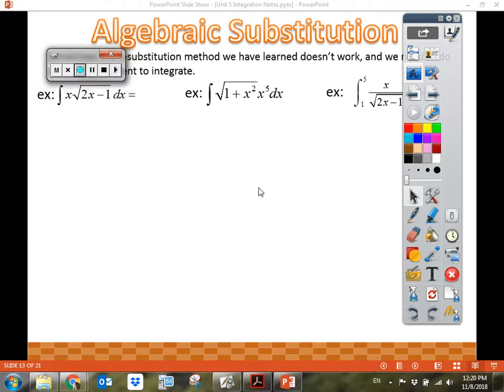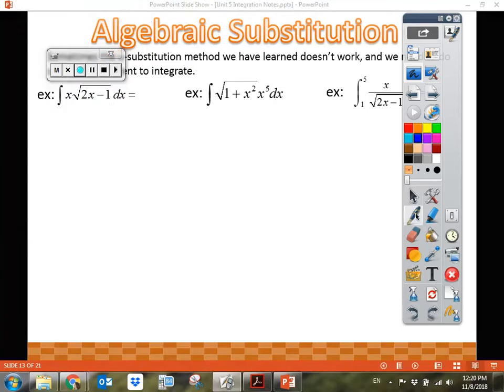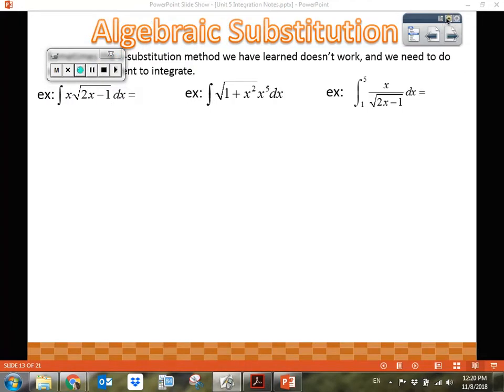Look at today's lesson. We actually have two topics today. The first one is algebraic substitution, and the second one is a version of Riemann sums. So let's work on the first one, algebraic substitution.